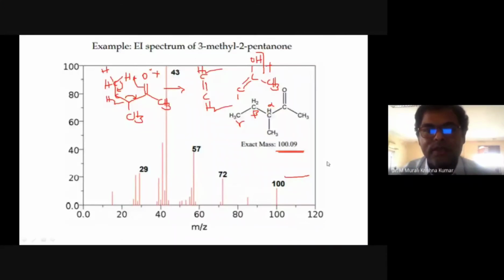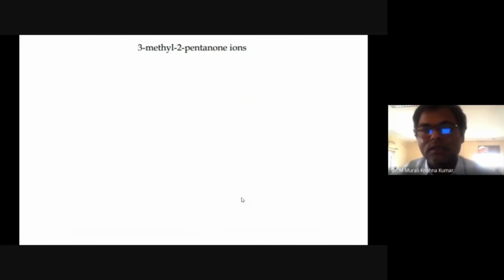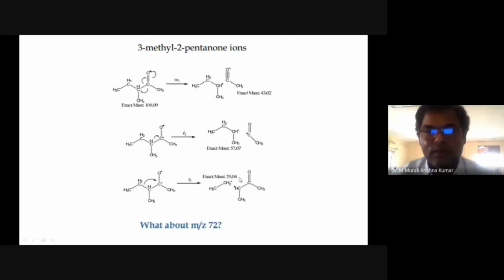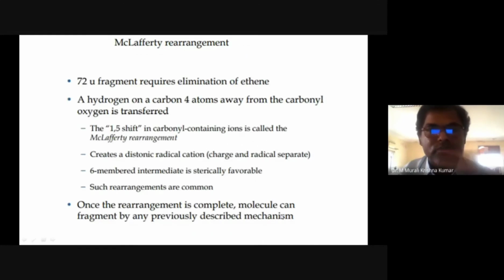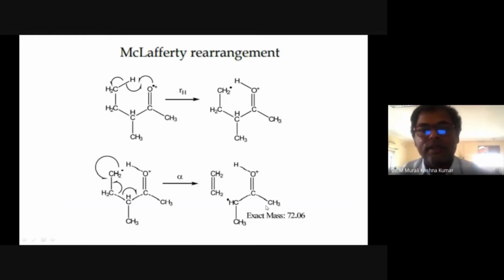But here in the mass spec, the peak at 72 cannot be explained by using any of the three things that we had seen so far: either sigma bond cleavage, alpha bond cleavage, or charge induced alpha bond cleavage. None of them can explain the fragmentation which gives 72. So if you see the McLafferty rearrangement, and if you understand that, then only you will find the formation of 72, that is over this. Okay.